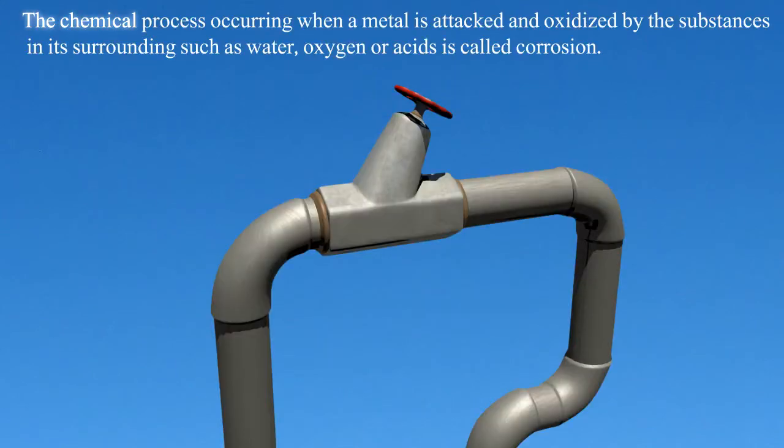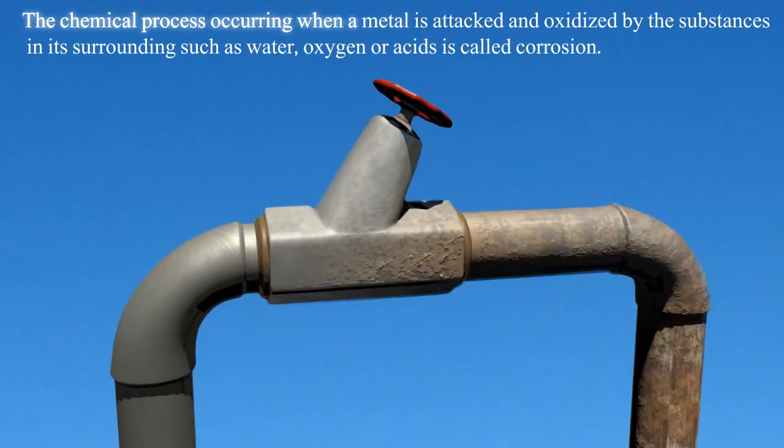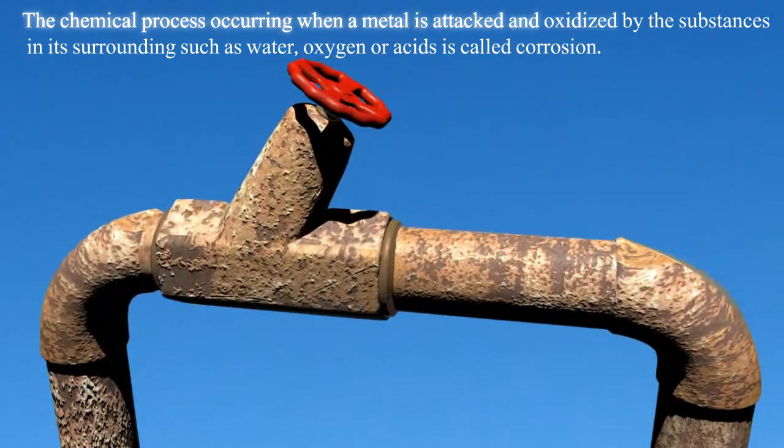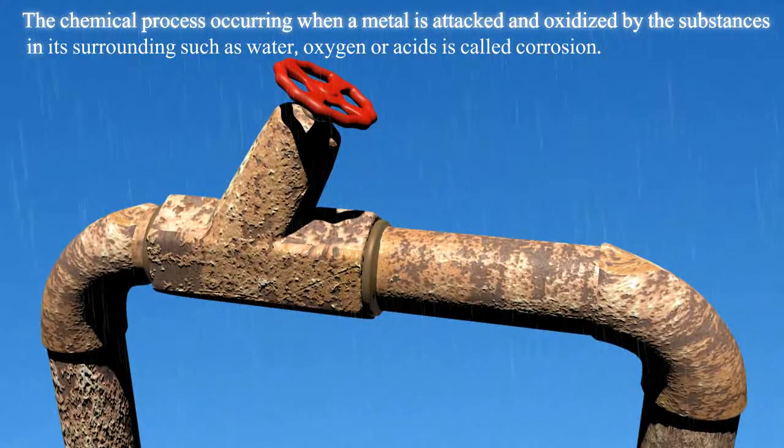The chemical process occurring when a metal is attacked and oxidized by the substances in its surrounding, such as water, oxygen, or acids, is called corrosion. For example, corrosion can convert a shiny solid iron metal into brittle reddish-brown powder called rust.